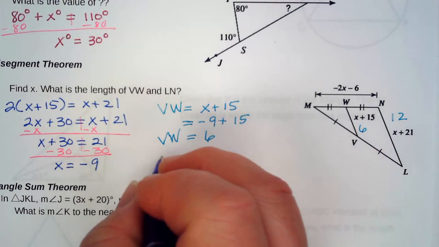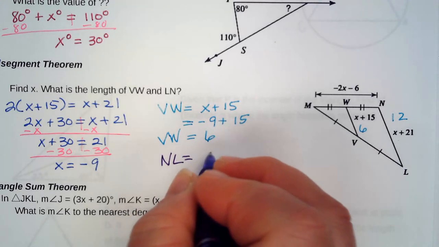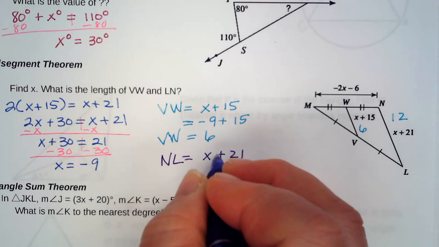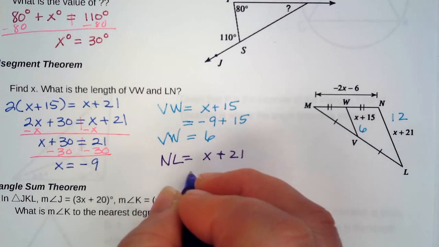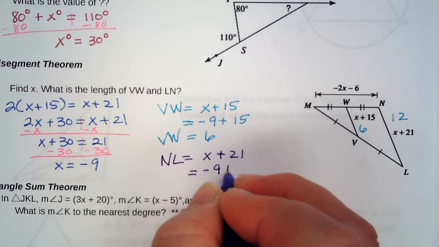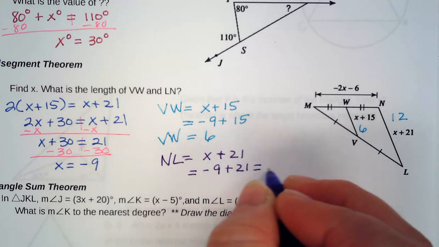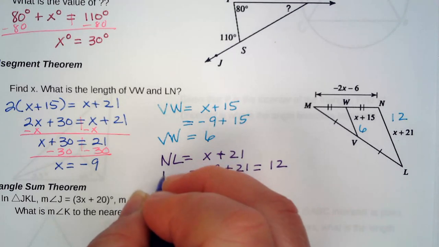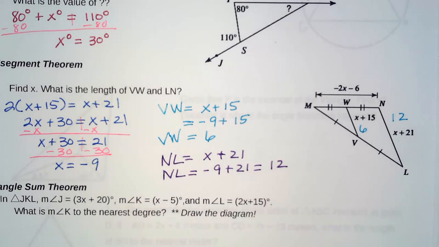If I don't remember that, then I need to substitute in once again. So NL equals x plus 21. So that is equal to -9 plus 21, which is equal to 12. Either way you do it, you will get 6 and 12 as your two answers.